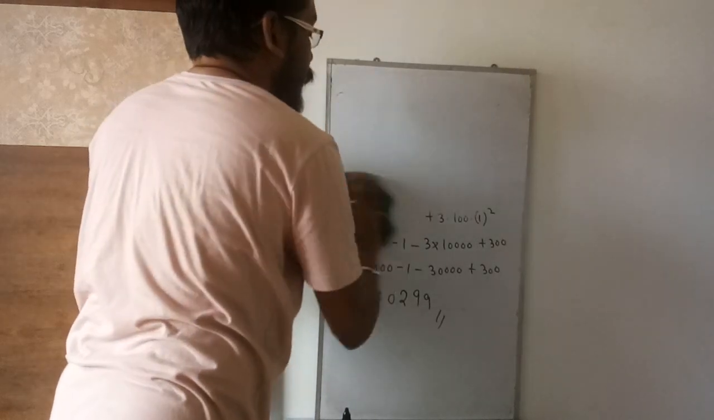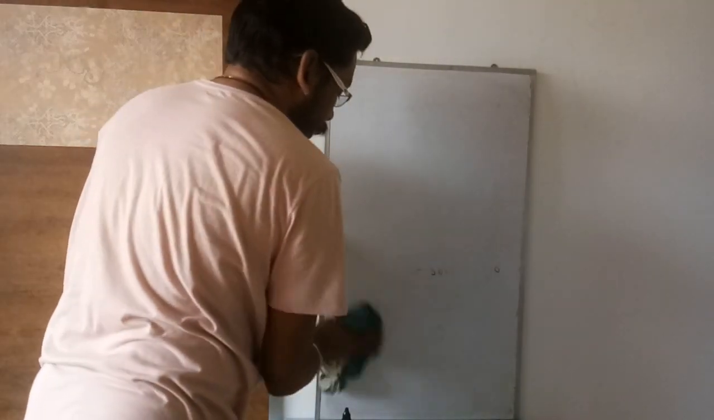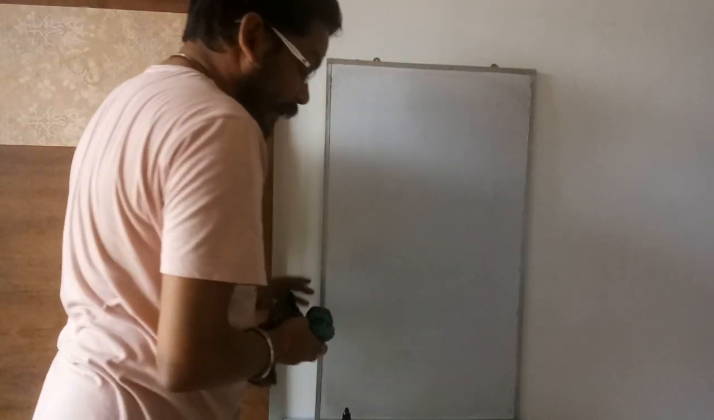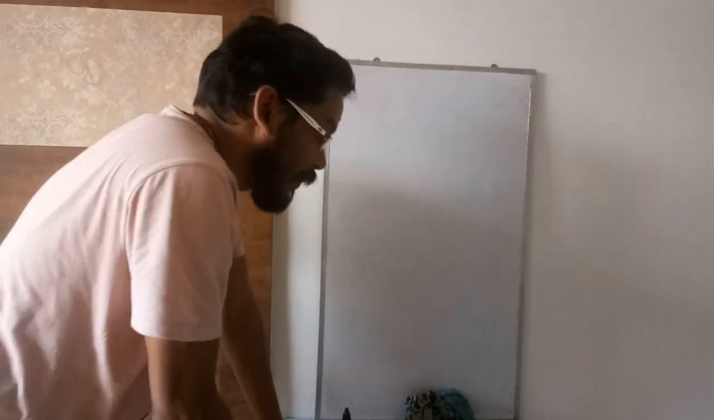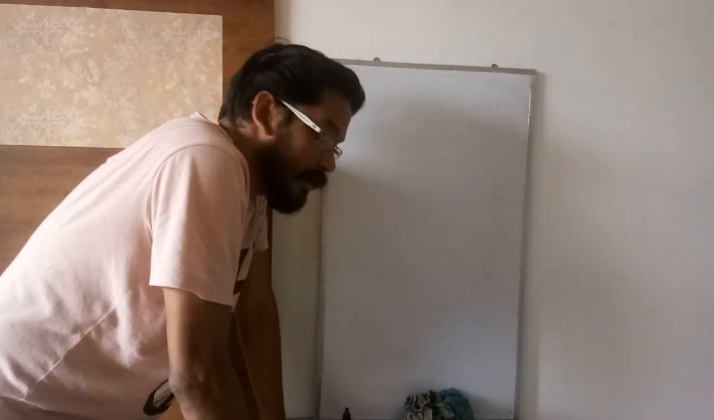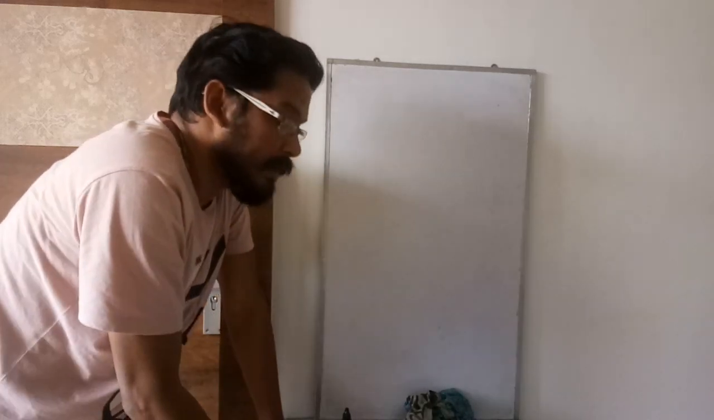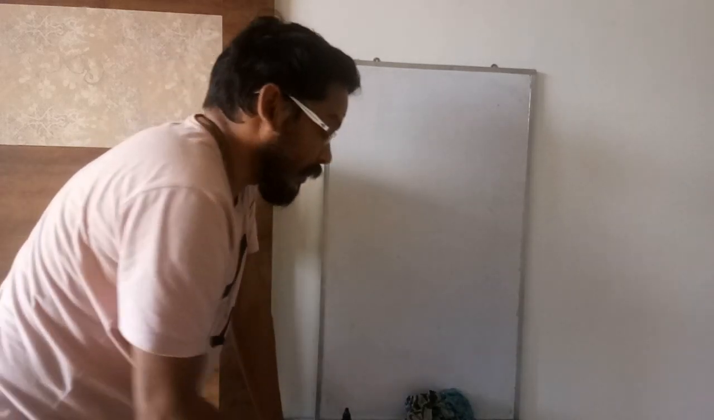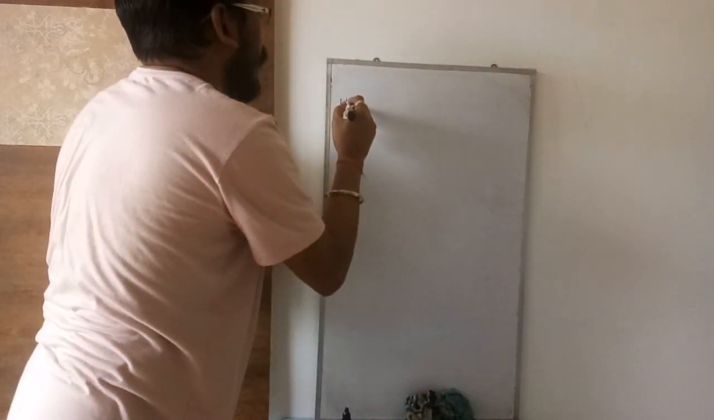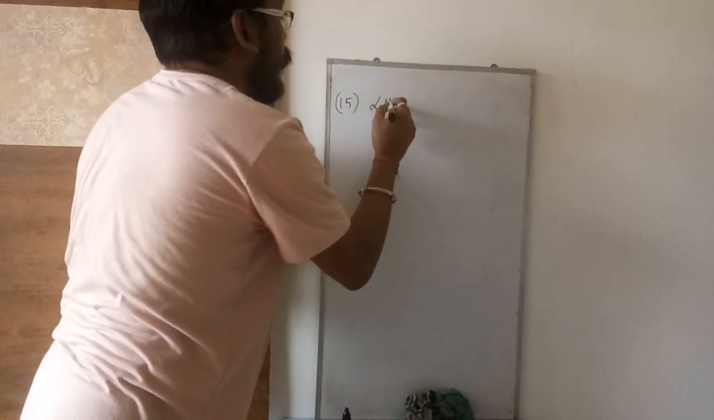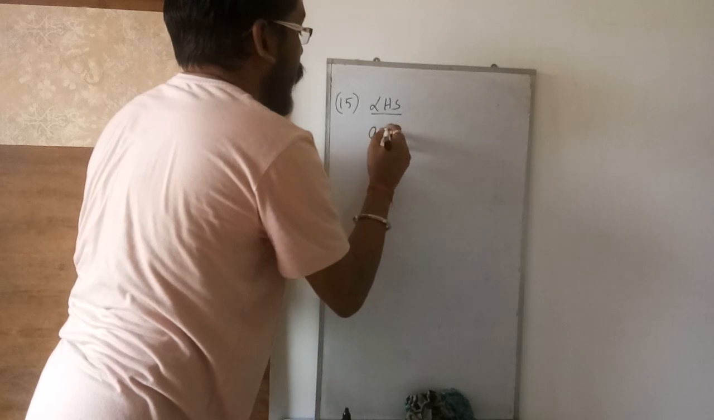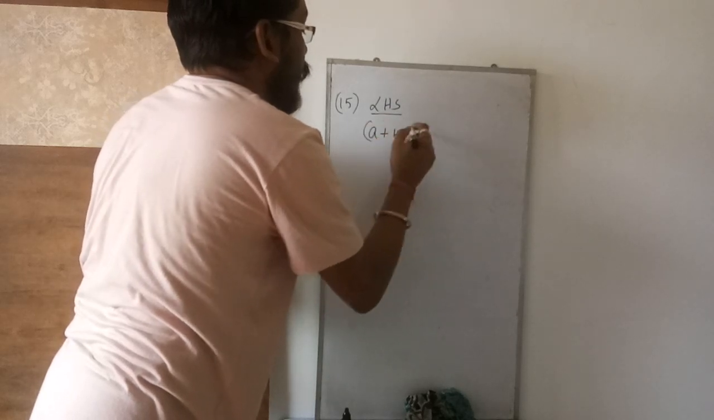Question number 15 is a proof, which comes in the exam. They have said prove that a plus b plus c whole square equals a square plus b square plus c square plus 2 times the bracket ab plus bc plus ca. So I have to solve this. I will start with LHS. This is a formula proof. It is a plus b plus c whole square.